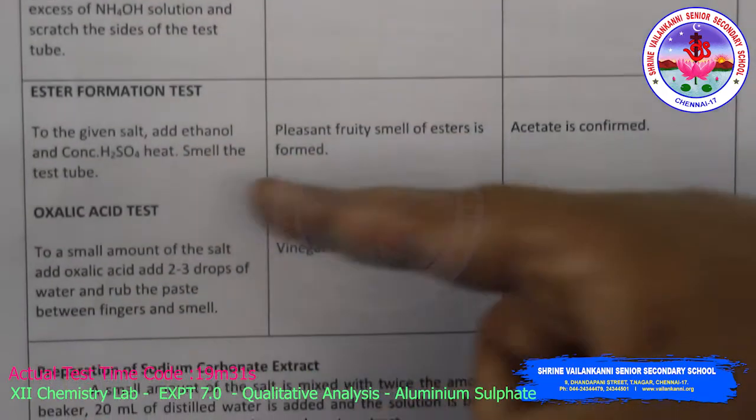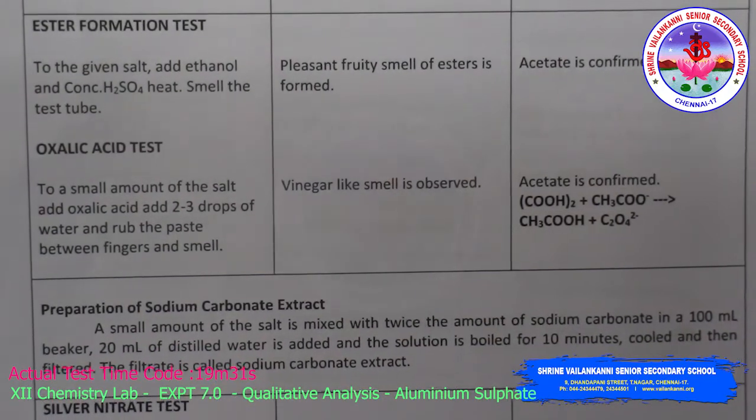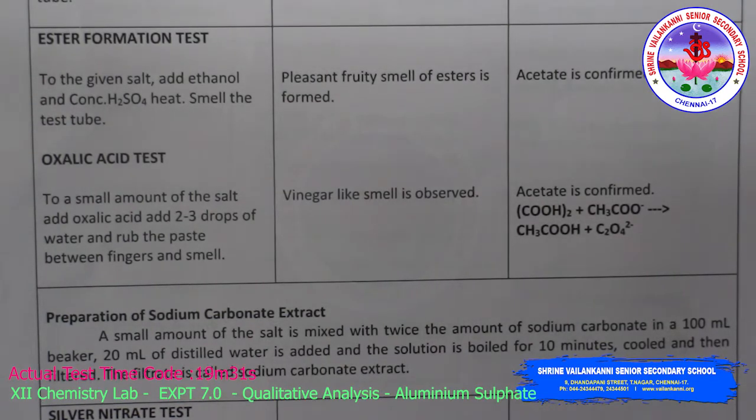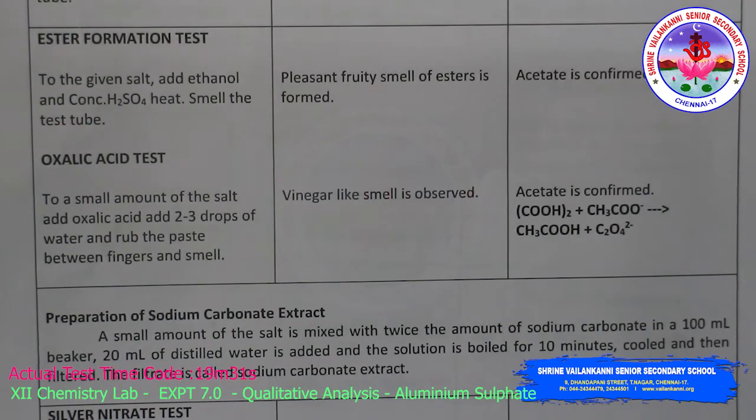Then the ester formation test, the test for acetate. To the given salt, add ethanol and sulfuric acid, heat, then smell the test tube. You have to smell the test tube very carefully. Already I said how to smell the test tube, so I think you will remember. Smelling must be very careful. If a pleasant fruity smell of ester appears, that means acetate.